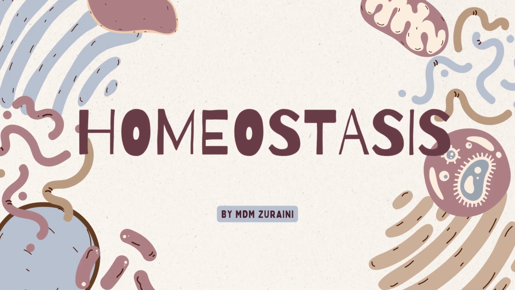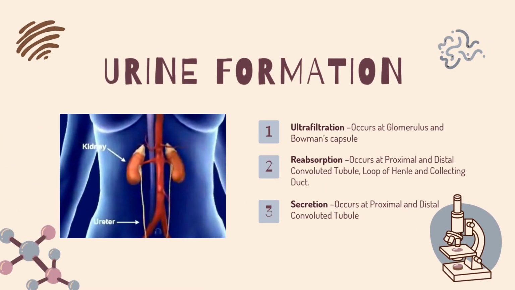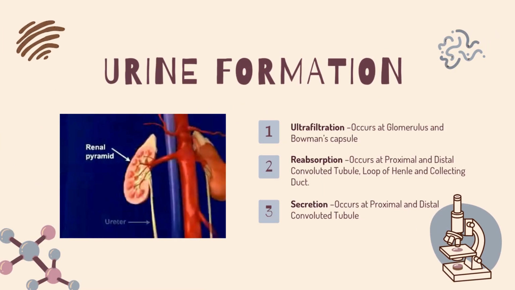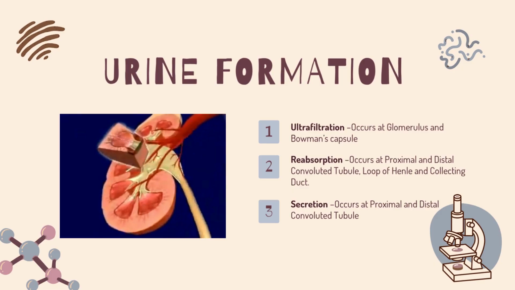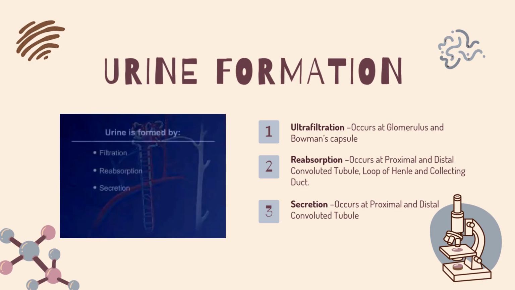Homeostasis. Urine formation. 1. Ultrafiltration occurs at glomerulus and Bowman's capsule. 2. Reabsorption occurs at proximal and distal convoluted tubule, loop of Henle and collecting duct. 3. Secretion occurs at proximal and distal convoluted tubule.